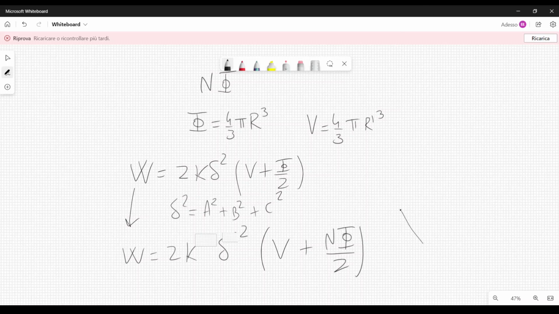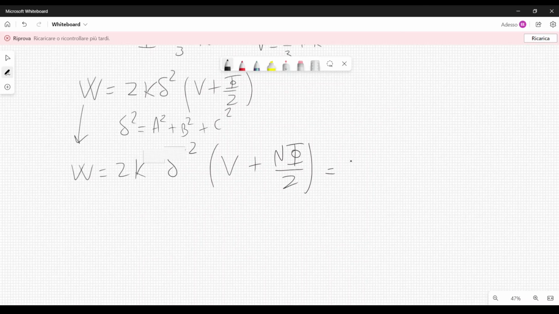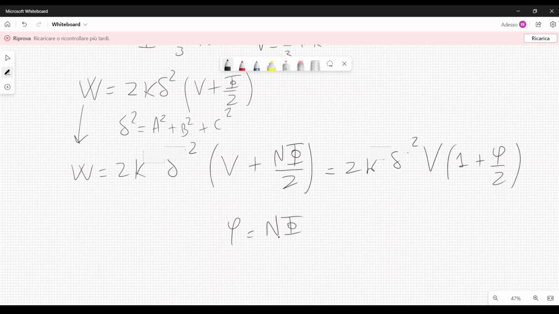And Einstein also rewrites this formula like this: 2k delta squared v times 1 plus phi over 2. In this case, this is lowercase phi, and lowercase phi is defined as n times capital Phi divided by the volume. So this represents the fraction of the volume occupied by the small spheres.